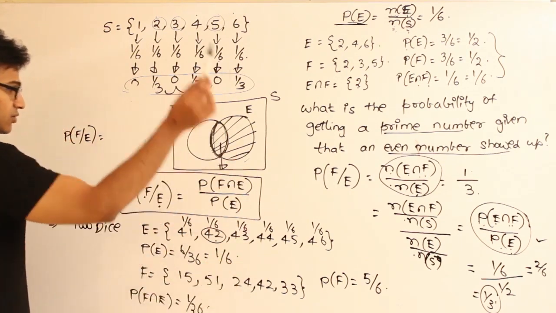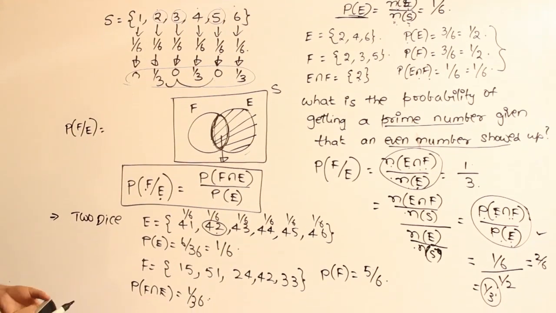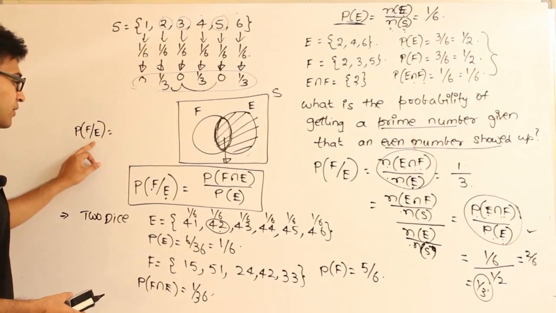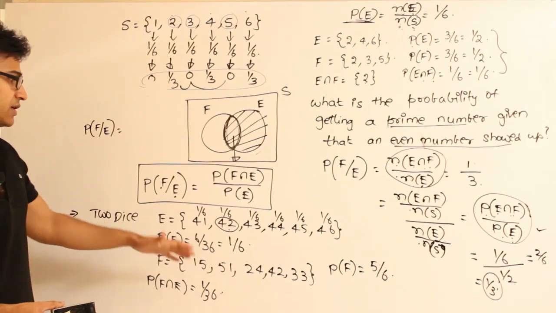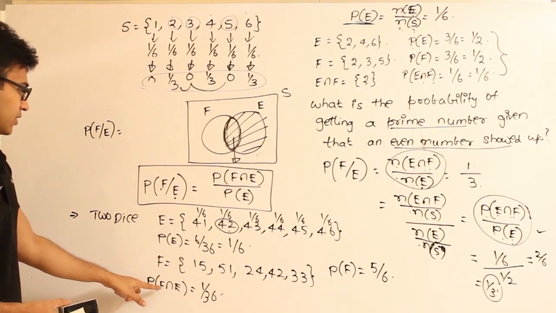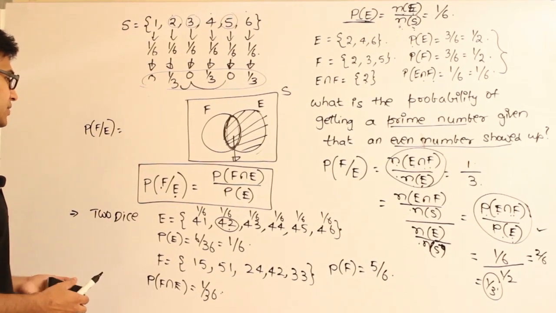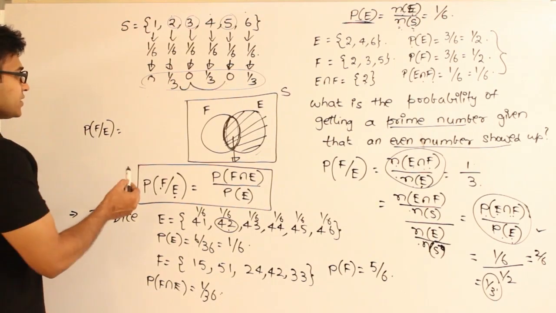See, this probability is the original probability before knowing the condition, isn't it? That is the beauty of this formula. Even without changing the probabilities, we can know the original probabilities and we can work out the answer. So F intersection E is 1 by 36, right? So what is the answer?